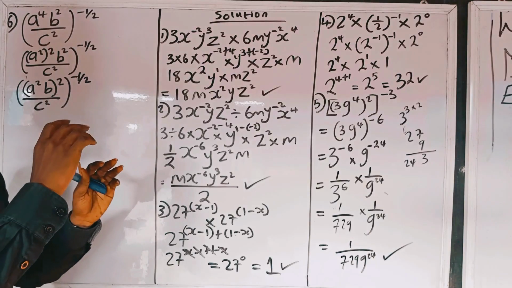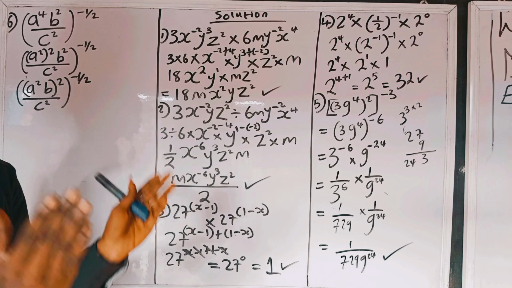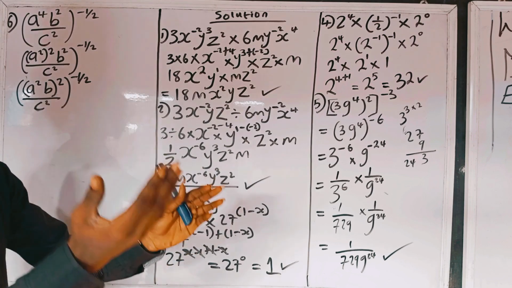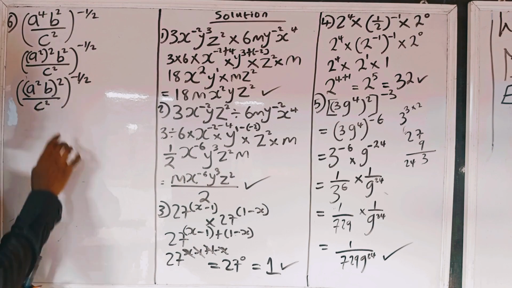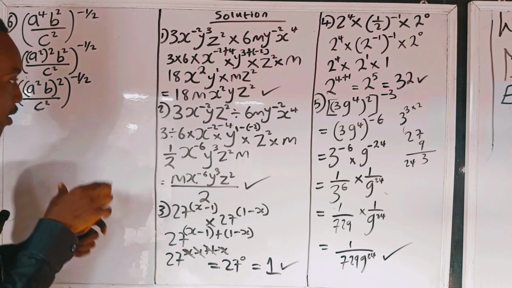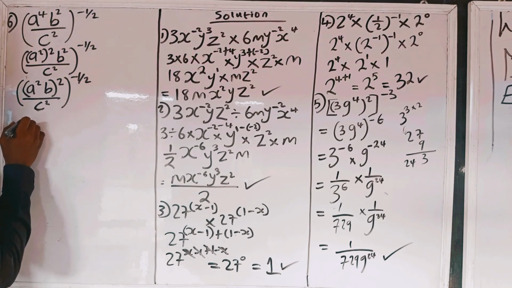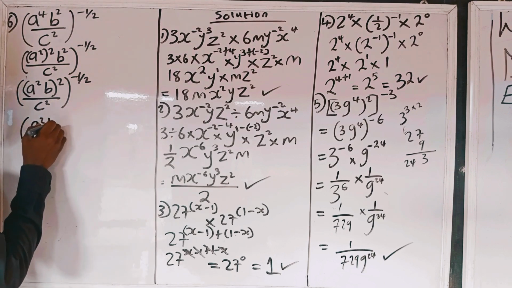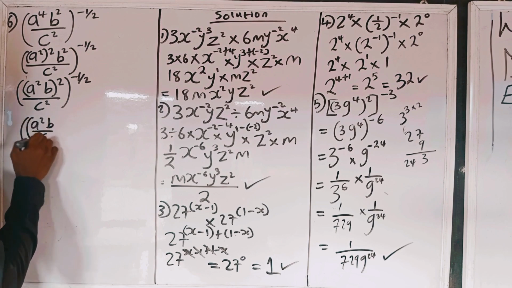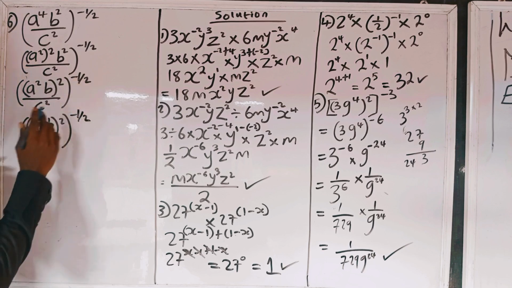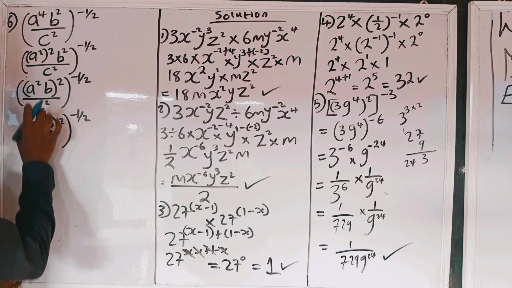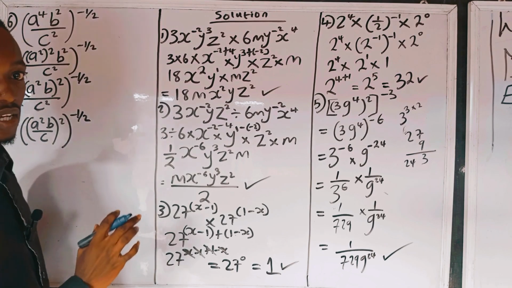a squared b signifies just one single base. Are you following? Just one single base. So this has a power of 2, and this one also has a power of 2. We can also bring them together. So we can also write this as a squared b all over c, all squared, to the power of negative 1 over 2. They have the same power. So here now, there's nothing we can do again. We have simplified the bracket.